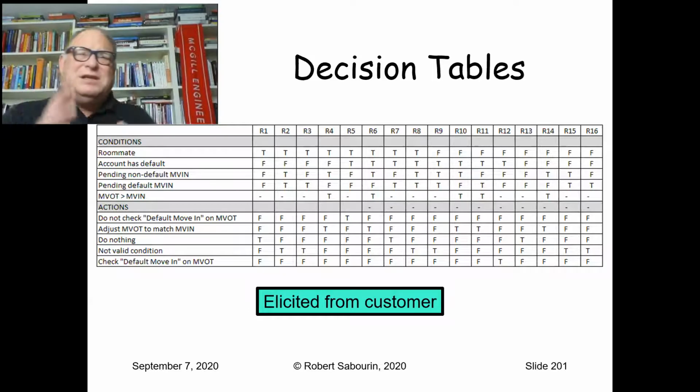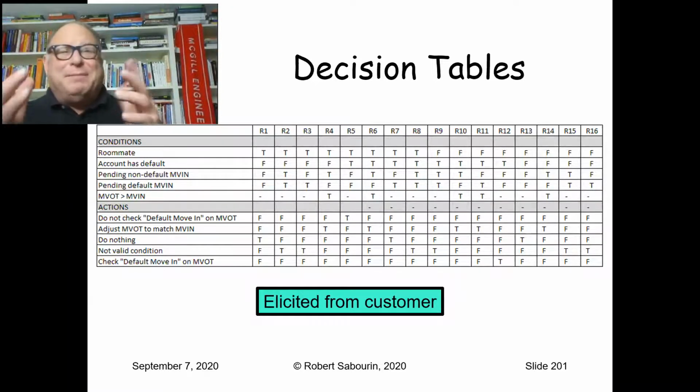So you have some interesting, strange conditions about these things. They have like, do you have a roommate, true or false? Is your account default, true or false? Do you have a pending default move-in for someone, or non-default move-in, whatever that means, or a default move-in, whatever that means? There are two different conditions for people to move in who might pay the bill. And is the move-out date greater than the move-in date?